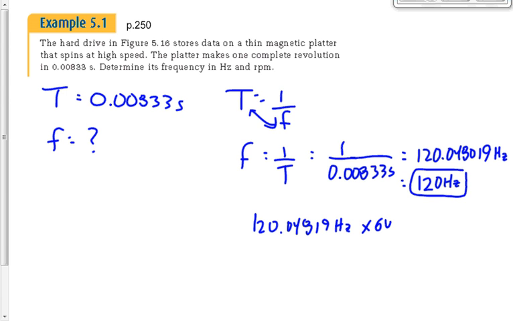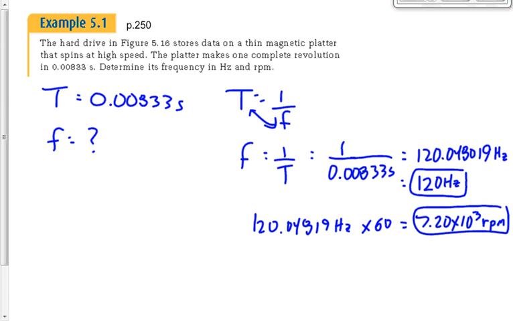It's okay to guess if you have to, as long as you check that guess to make sure that it makes sense. We'll multiply that by 60, and I think we end up getting 7.20 times 10 to the 3 RPMs. 7.20 times 10 to the 3 revolutions every minute. It's pretty standard, actually, for a computer hard drive.